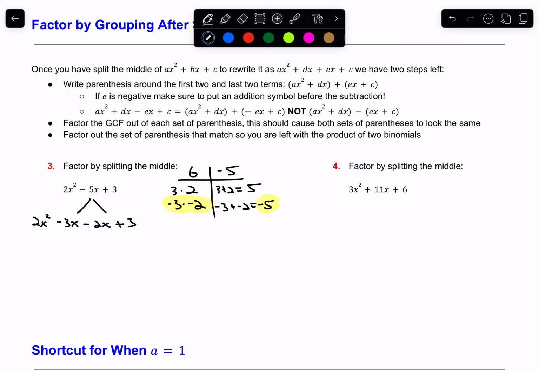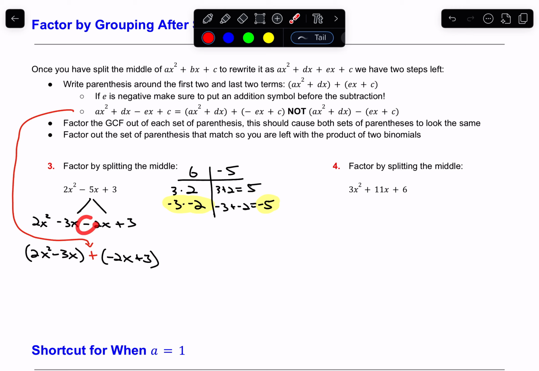All right, so now we're going to put parentheses around the first 2 and the last 2. So parentheses around 2x squared minus 3x. But because it's a negative 2x there, I have to put parentheses around the negative 2x plus 3. And then I need to put this extra addition symbol right there. Because if I don't put that addition symbol there, then this problem doesn't stay the same in this next step. Okay, so I need to make sure that this negative sign stays on the negative 2, and that I put this extra addition symbol there to keep the equation the same as it was before.